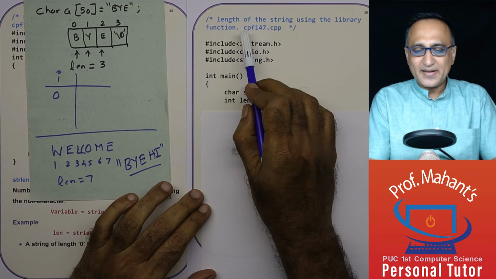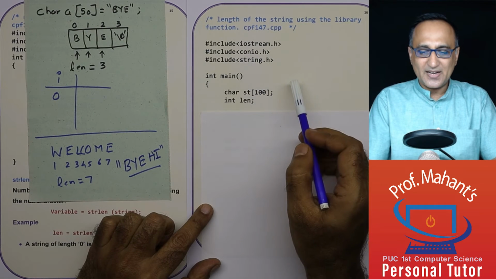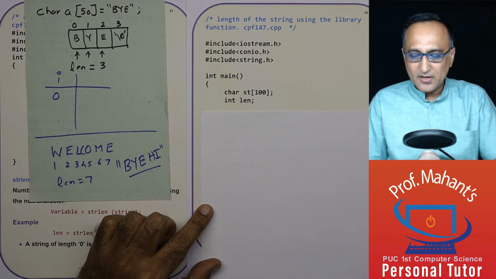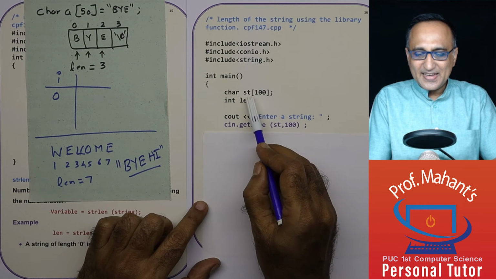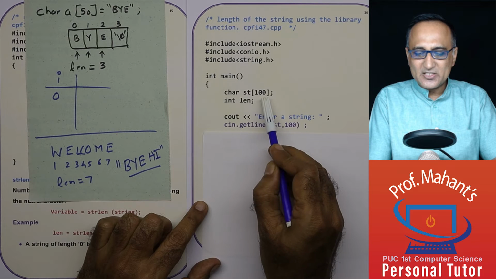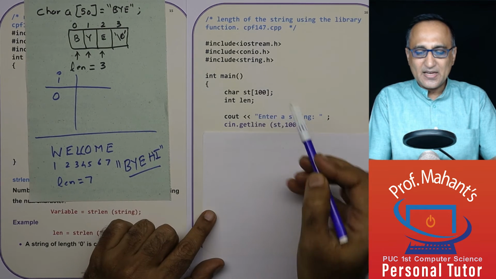So I'm trying to find the number of characters in "bye hi" using the library function string length. So I need to include string.h. Now what I am doing here is I have declared st as an array of characters of capacity 100. Length is going to store the length of this.